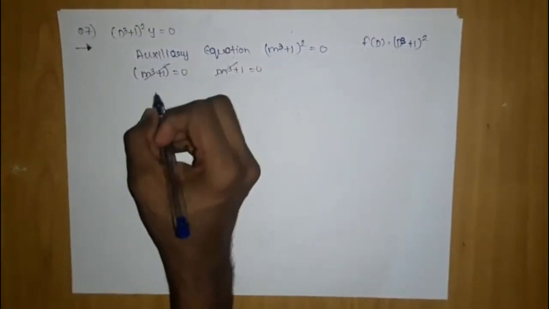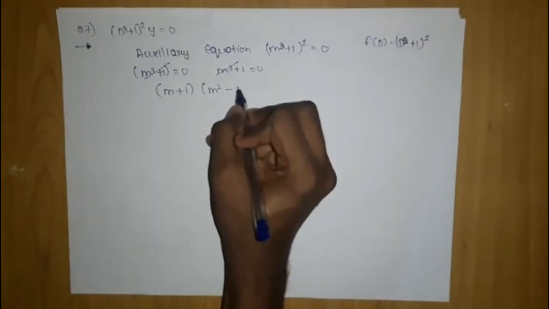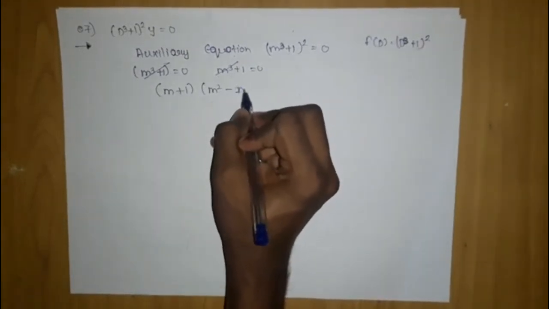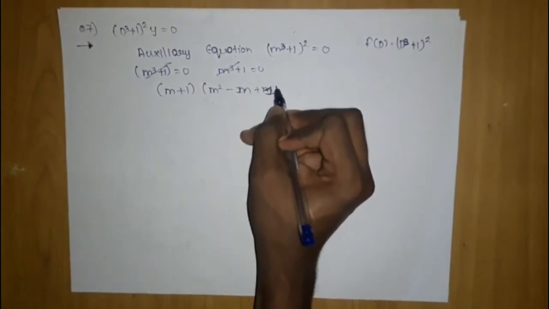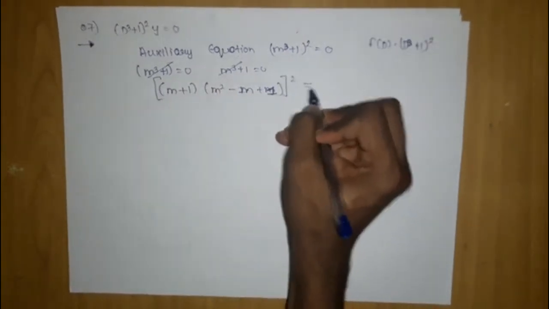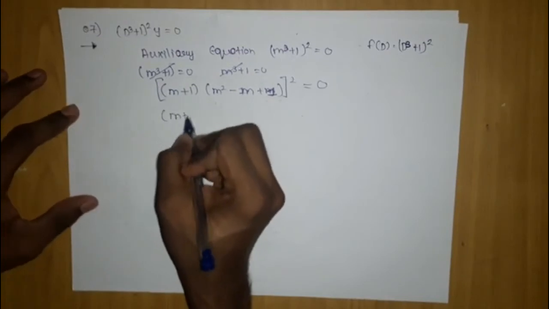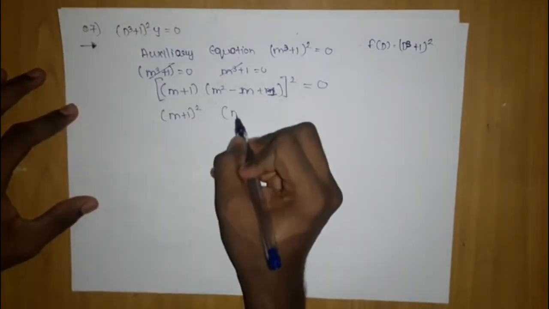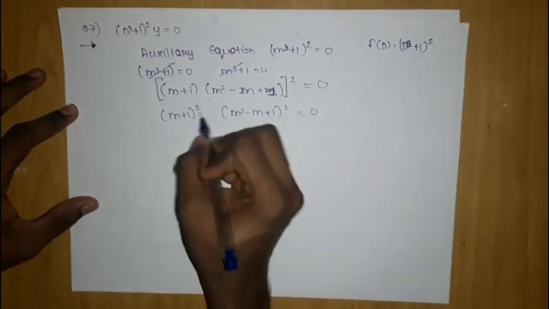Here one formula can be used, which is (m plus 1)(m square minus m plus 1) whole square, equal to 0. Now what we have done is (m plus 1) the whole square here, and here (m square minus m plus 1) the whole square. All of them should be equal to 0.